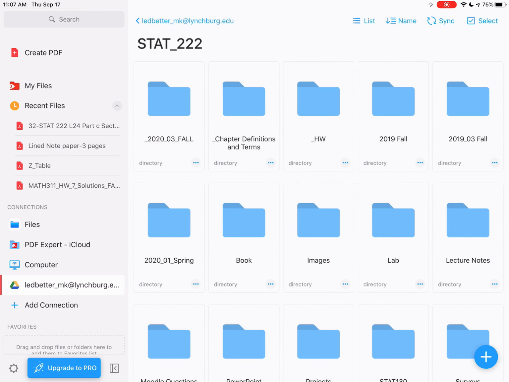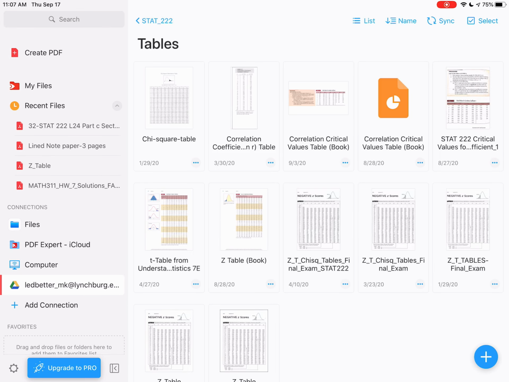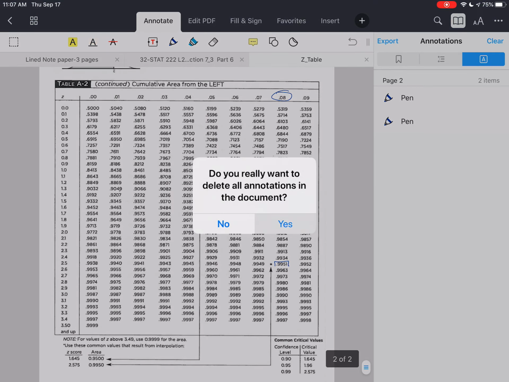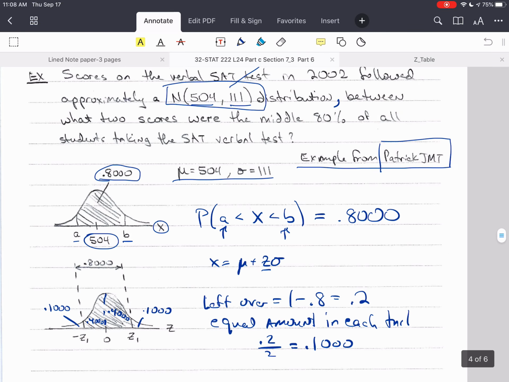And so I'll have to go back here and search for it because I forgot to do it ahead of time. So here's the z-table. Let me clear out the markings from last time so it doesn't confuse us. And so I'm looking for 0.1. This is the value below negative z1.